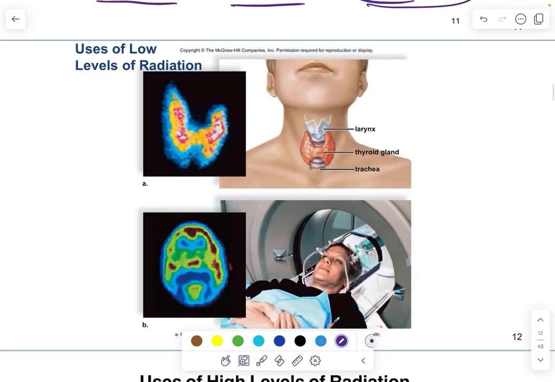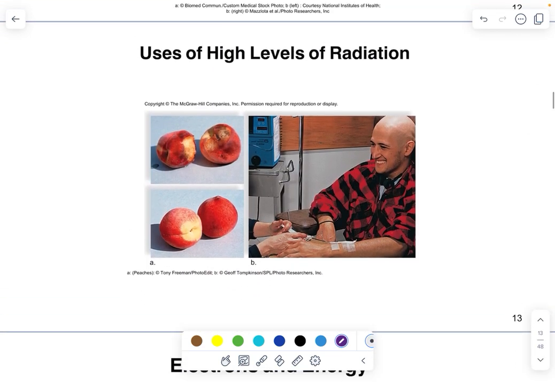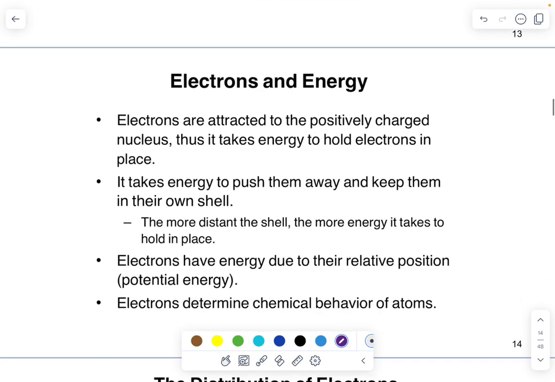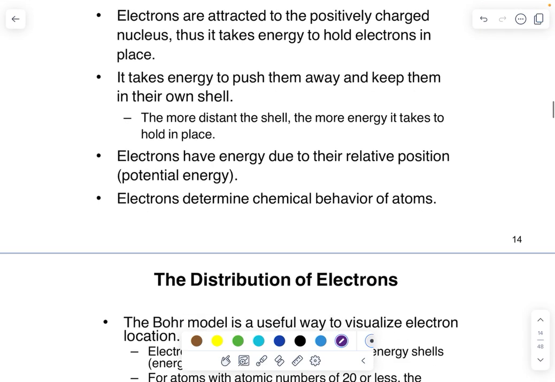And so here are examples of uses of low radiation. You can inject radioactive isotopes, and you can see that these radioactive isotopes show where cells are hyper growing and hyperactive. That could be an indication of cancer. And then this, of course, is chemo, where we use chemicals to destroy quickly dividing cells. Electrons are attracted to positively charged.